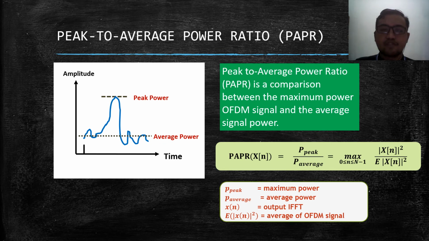Peak to average power ratio, or PAPR, is a comparison between the maximum power of a signal and the average signal power. High PAPR can cause nonlinear distortion, which results in intermodulation and spectral leakage. Amplifiers with wide dynamic range are needed to handle these high PAPR values. These are the PAPR equations that can be used to calculate the value of PAPR.